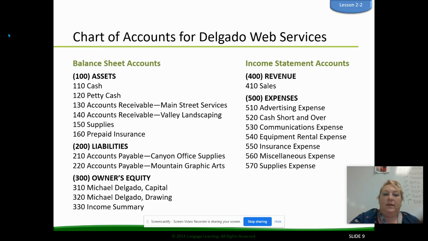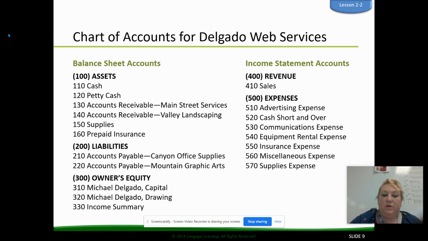We have our list of assets here. Cash, an account called petty cash, we're not going to have to worry about until like chapter 5. We have a couple of accounts receivable. So those are my clients, right? One's Main Street, one's Valley Landscape. There's my supplies and my prepaid insurance. We have a couple of payables, my liabilities, Canyon Office Supplies, Mountain Graphic Arts. Those are the people that I do business with, that I buy from, right? Accounts receivable is clients buying from us. Payables are us buying from other people.